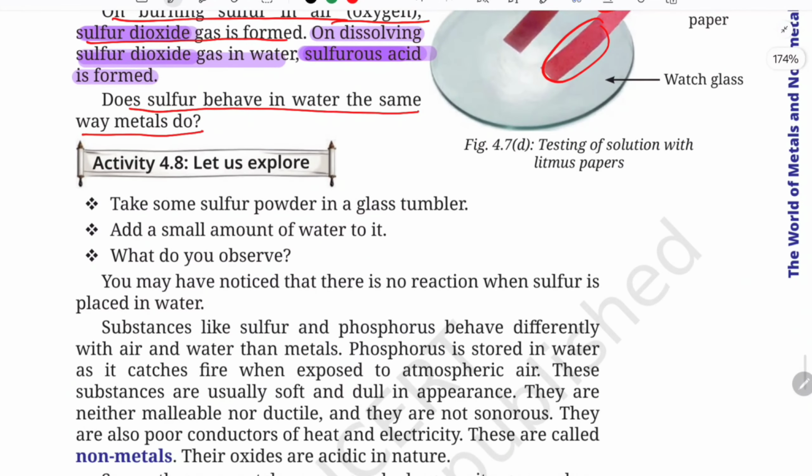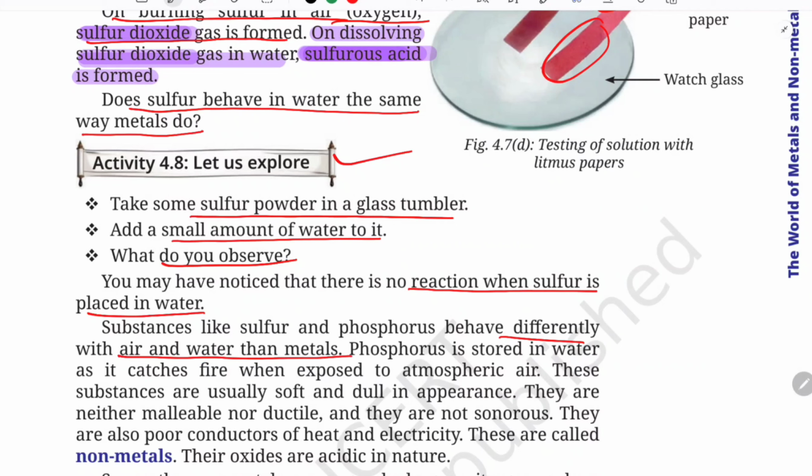Let us explore again. Does sulfur behave in water the same way metals do? I have given the answer, it is no. So let us examine. Take some sulfur powder in a glass tumbler and add a small amount of water to it. This time, instead of burning or heating, we add water. What do you observe? You may have noticed that there is no reaction when sulfur is placed in water. That means it behaves differently with air and water than metal. In the case of iron, we have seen rusting, but here you will not see any such reaction.